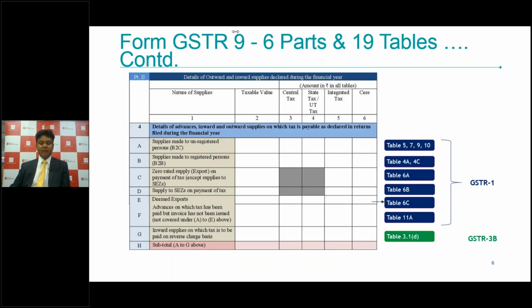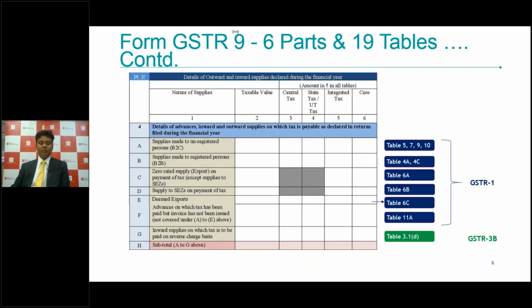So part 1, as we said, is all about the supplies, and I've excluded the first part because it is basic information. So we're going to start with part 2, which starts with serial number 4. Serial number 4 is all about details of the advances, the inward supplies and outward supplies, which are declared in the return during the financial year. So all kinds of invoicing, or everything to do with your revenue. It also includes certain expenses on which GST is required to be paid under reverse charge mechanism, which is row number G, in other words, row number 4G.